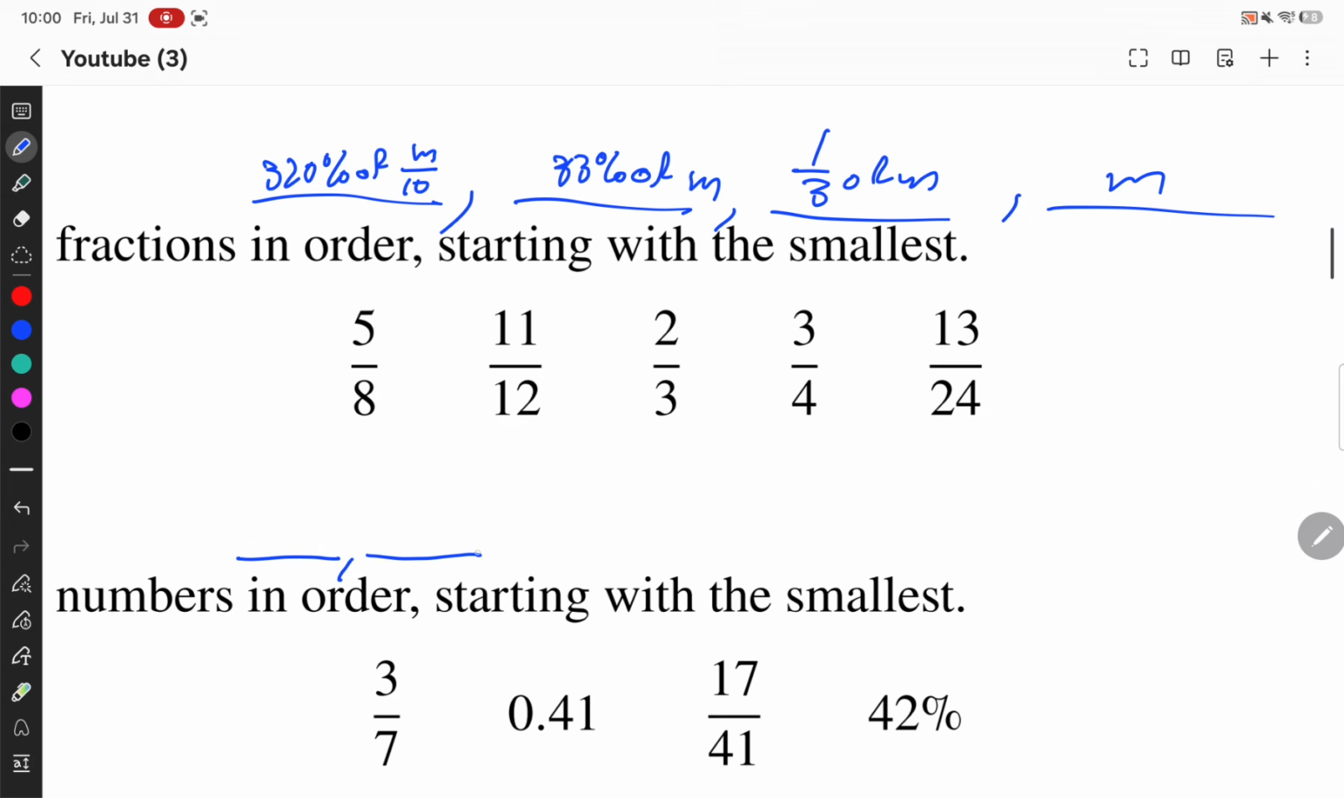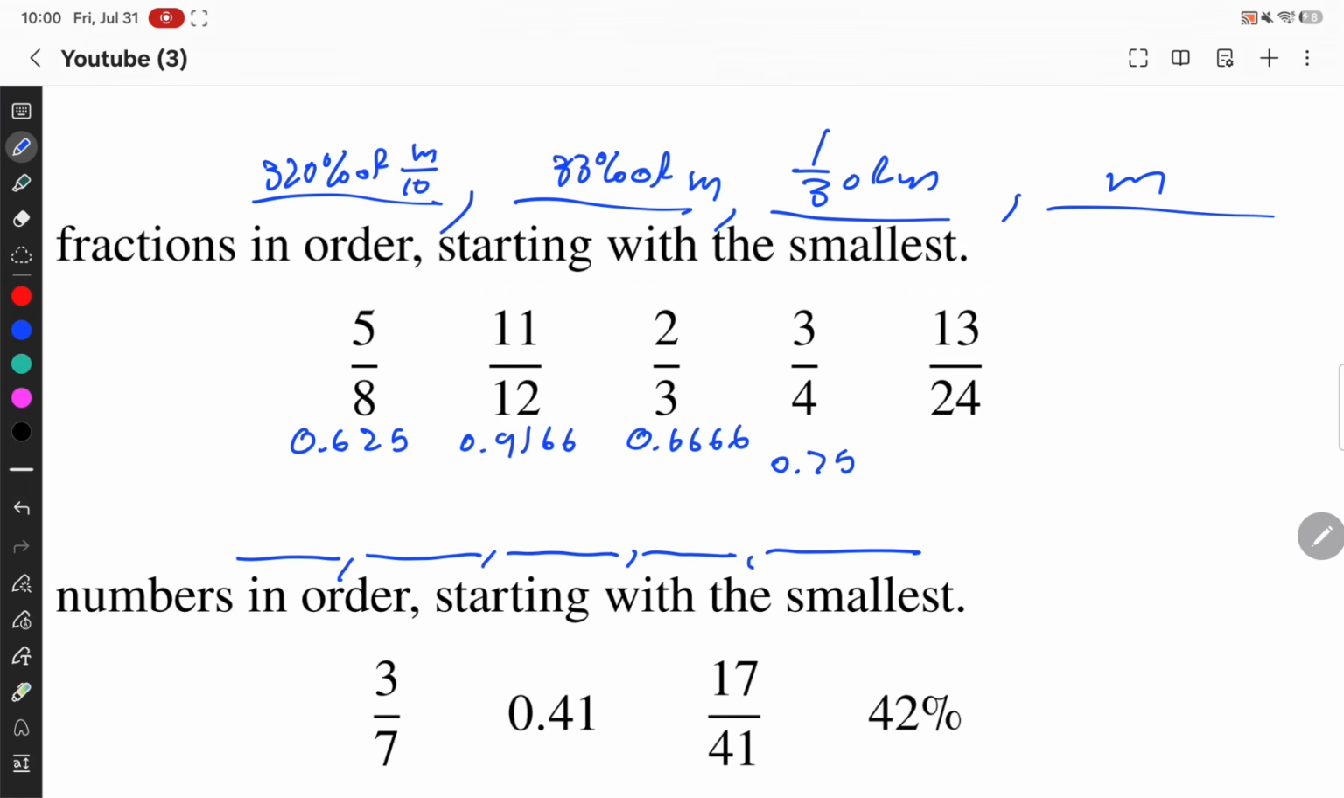Starting with the smallest. 1, 2, 3, 4, 5. 5 over 8, I get 0.625. 11 over 12, 0.9166. 2 over 3 we get 0.6666. 3 over 4 we get 0.75.